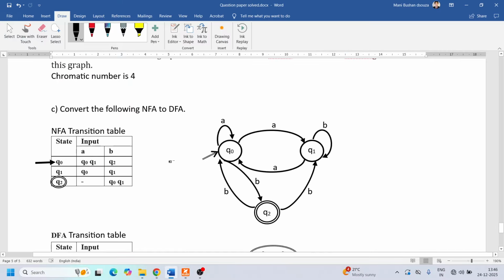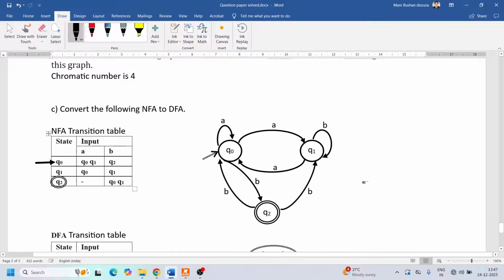So what is the first thing that we are supposed to do? We first draw the transition table for this one. What are the inputs that you have? The states that I have are Q0, Q1 and Q2. Q0 is the starting state, I am marking it. Q2 is marked as the final state, so I am marking that one here itself. What are the different inputs that you have? Either the input is A or the input is B. So there are only two inputs, A and B.